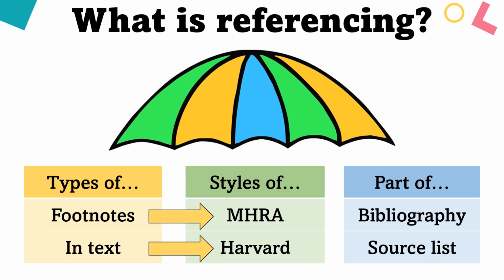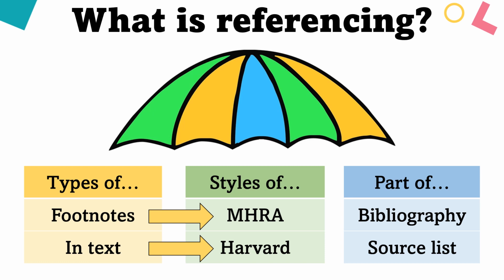We first have different types of referencing. The two types of referencing are footnotes and in-text, which we will look at in more detail. Linked to this is a set style of referencing. A style of referencing, such as Harvard or MHRA, essentially forms the rules in which a reference has to be written. Again, panic not, we'll have a closer look at that too.